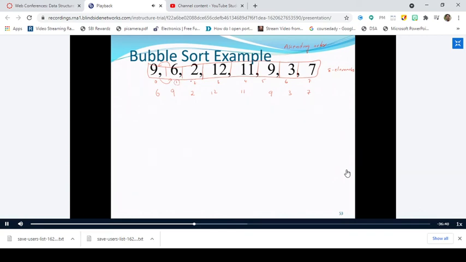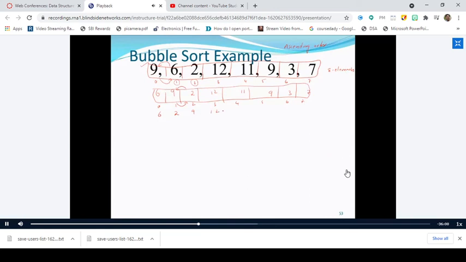Now tell me, what is at index 1? You should not take the previous list of elements. Now the new list of elements is this one. Now tell me what are the elements you need to compare. 9 and 2. So you have to compare the elements 9 and 2. Tell me whether they are in order or out of order. Out of order. So you swap these elements. So the new list of elements will be 6, 2, 9, 12, 11, 9, 3 and 7.